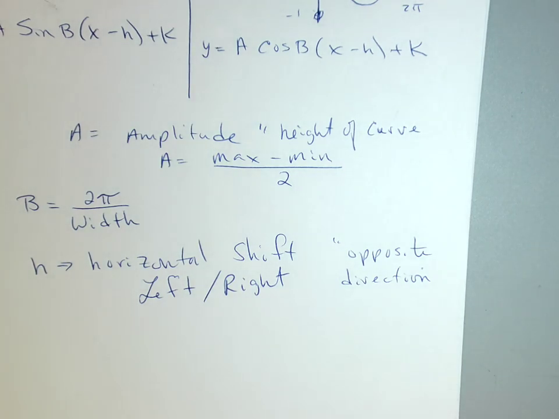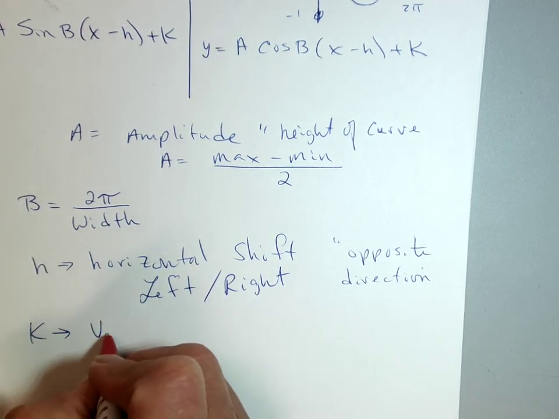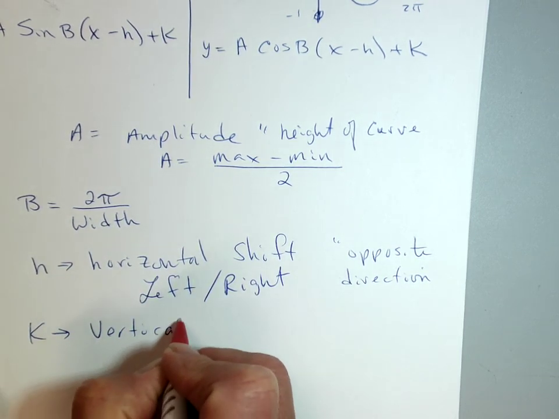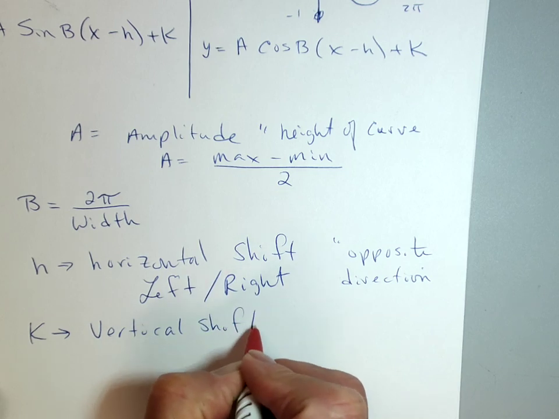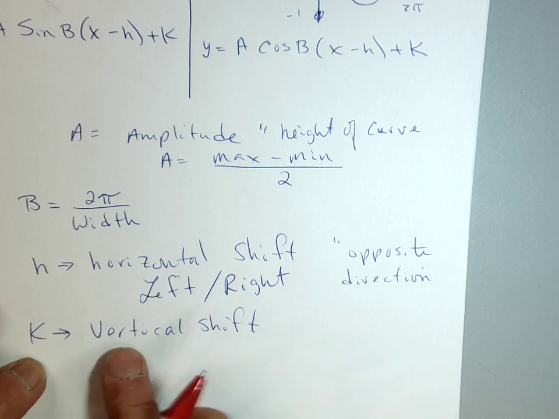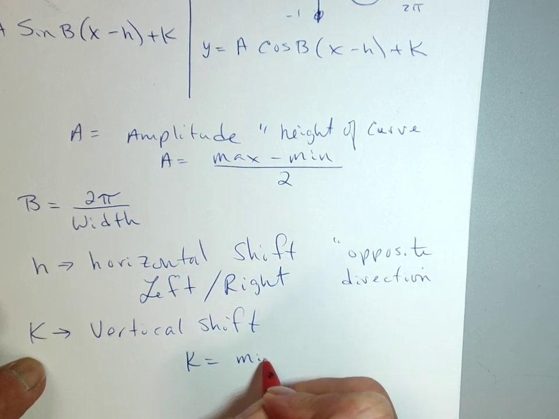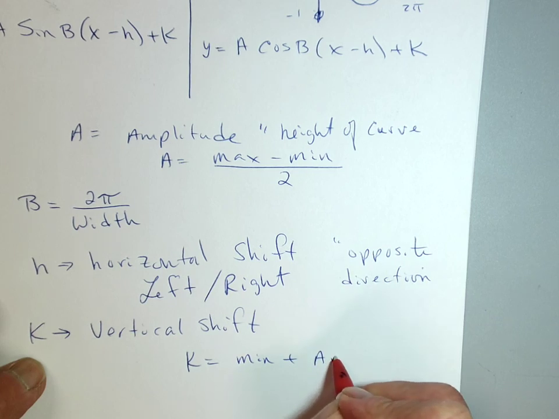Okay, and finally, K is a vertical shift. Okay, how much the curve is moved up or down depends on the application. You know, you might have a spring suspended 10 feet above the ground, and so your wave is 10 feet up. Okay, now, if you want to find the value of k and you can't figure out what it is, you can always find the value of k. K is equal to the minimum plus the amplitude, okay?